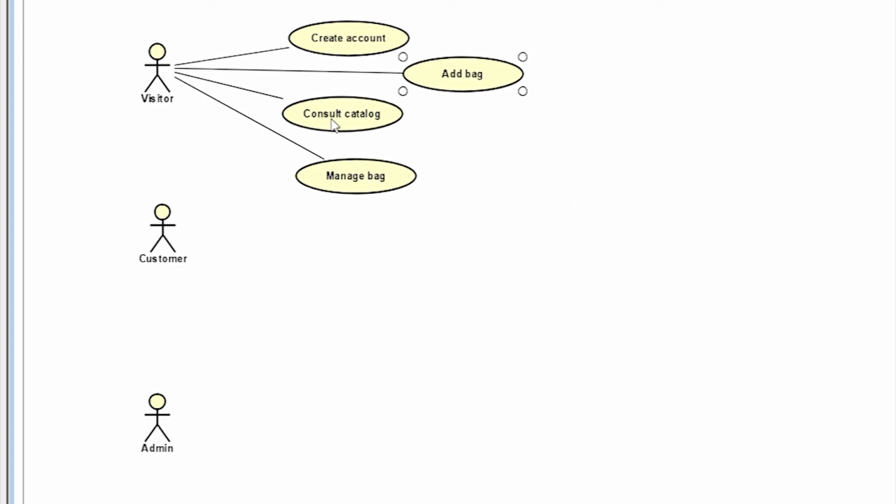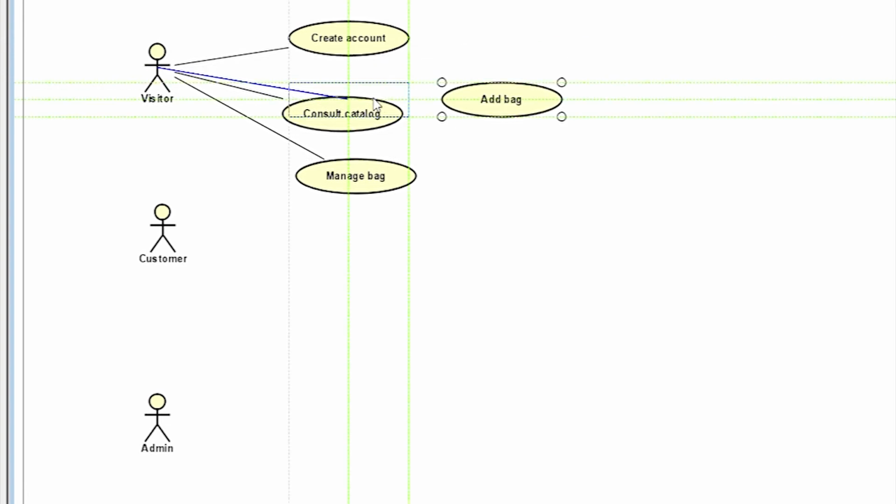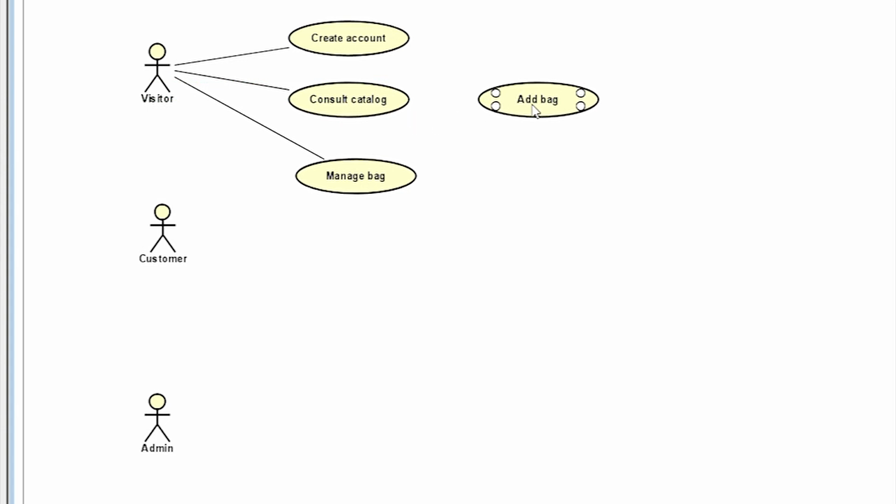For example, here we have consult catalog and add to bag. So we can do a relationship between those two use cases. So I will delete here this association. The relation that we can do between these two use cases is an extension. Okay. For example, while the visitor is visiting or seeing the catalog, if he is interested with any product, then he will click and add it to the bag. Okay, so it's an extension, it's not an obligation, it may happen sometimes.